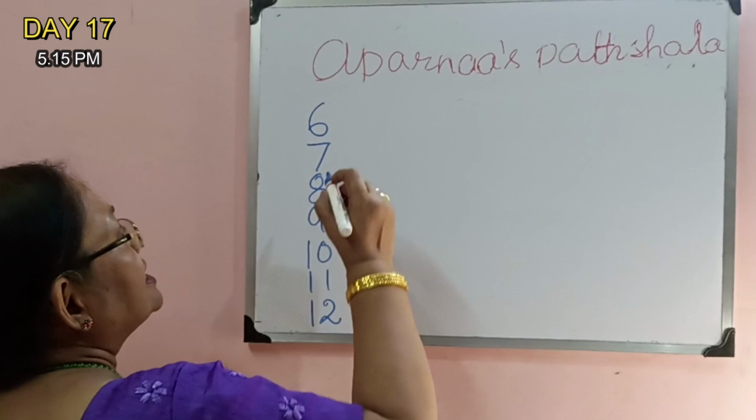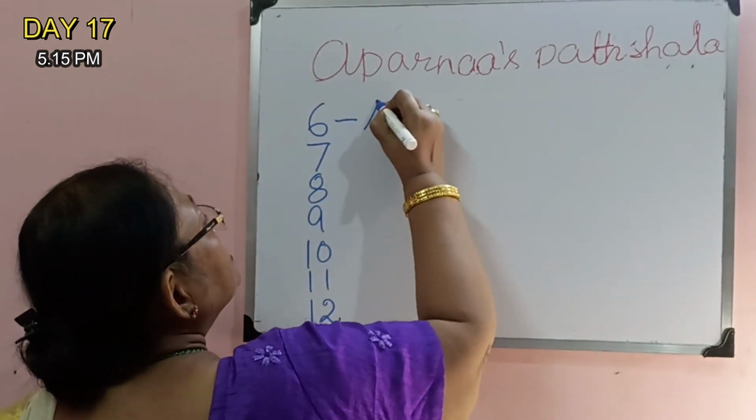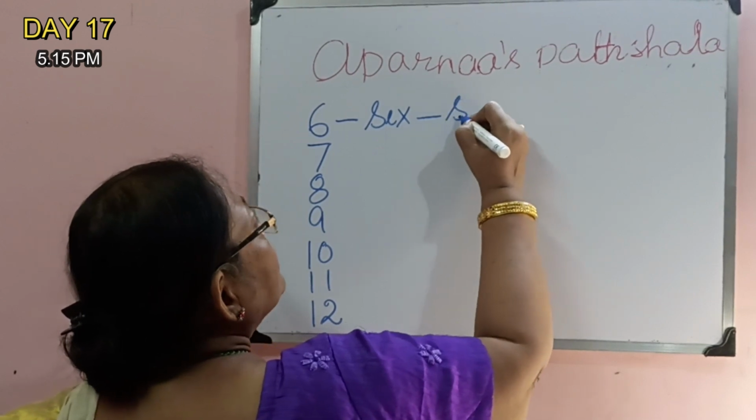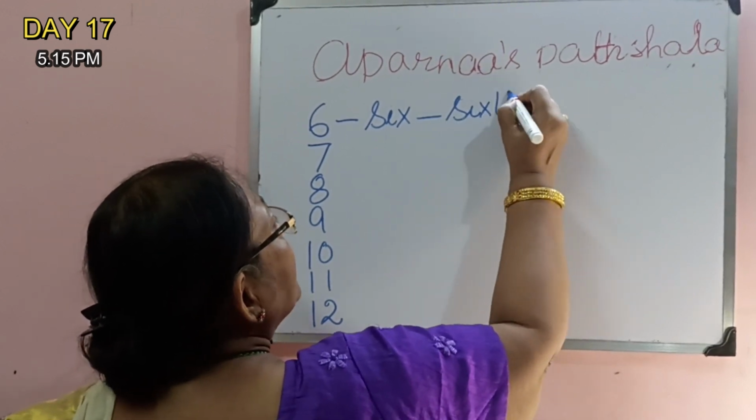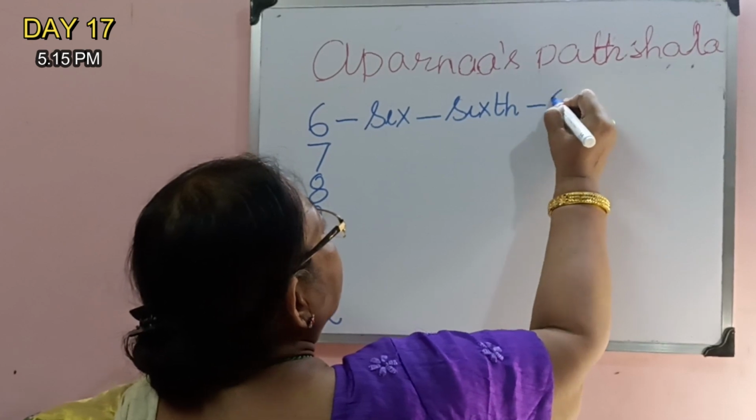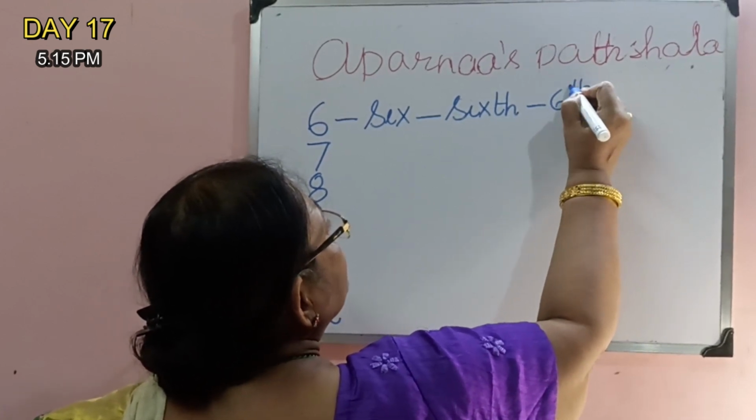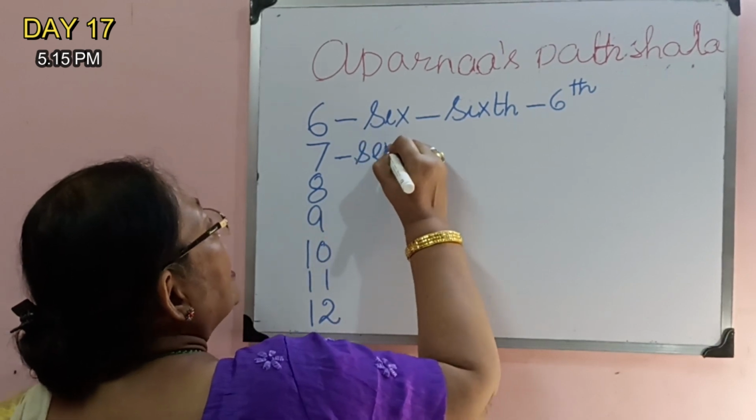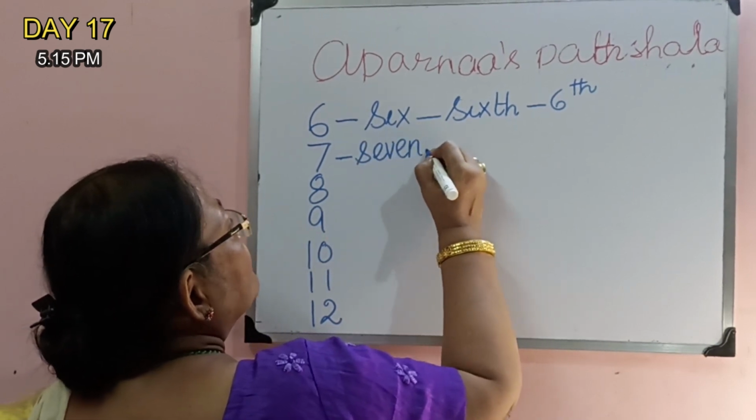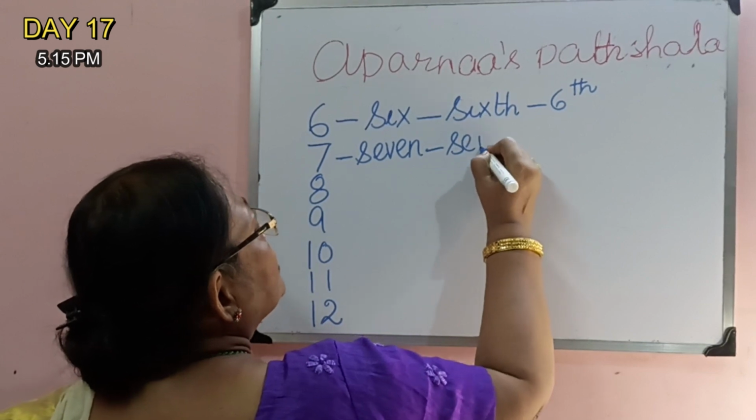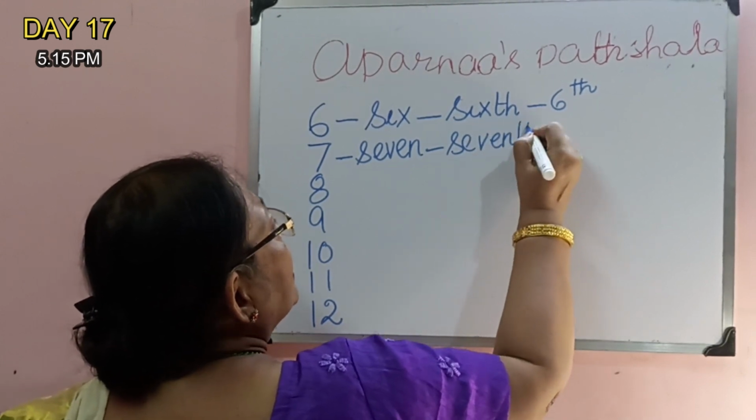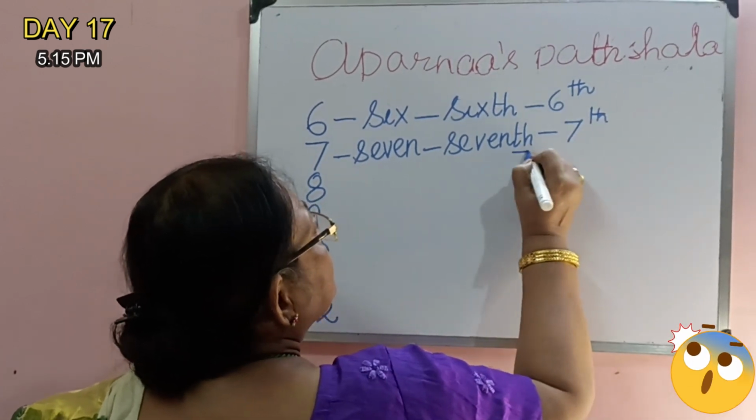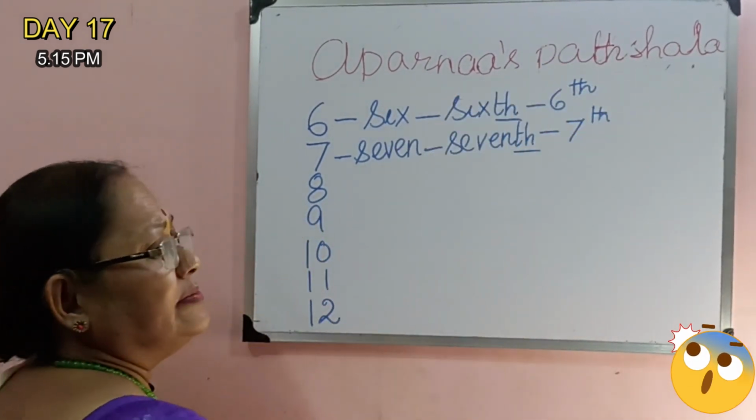Okay. Now 6. What is the spelling of 6? S-I-X, 6. What will be this one? S-I-X-T-H, 6th. Again we are writing 6 and we are putting T-H over here. 6th. Then 7. S-E-V-E-N, 7. Then we are writing here S-E-V-E-N, T-H, 7th. Again T-H over here.